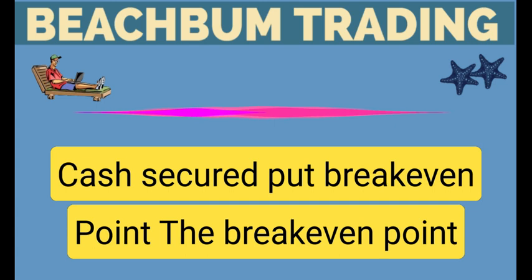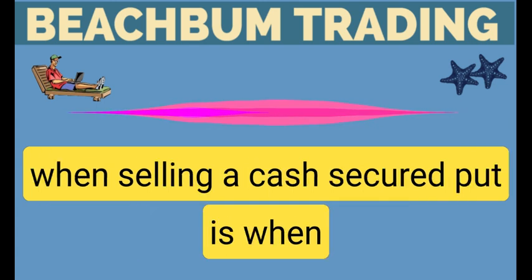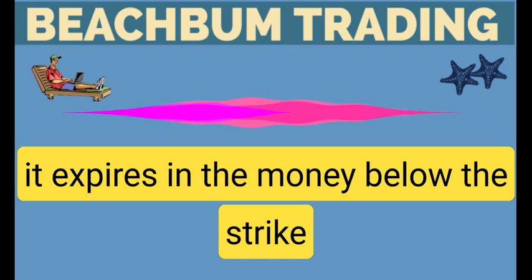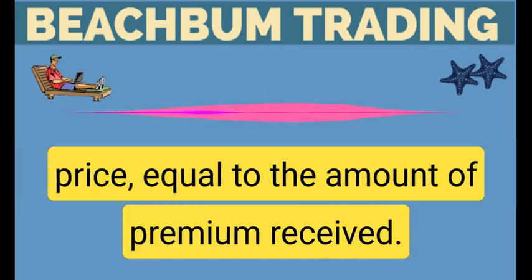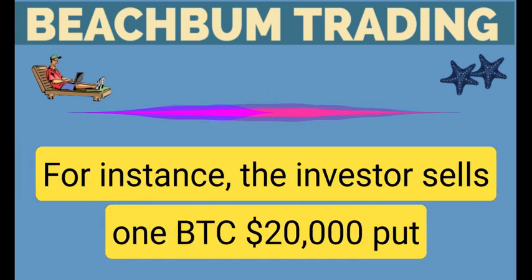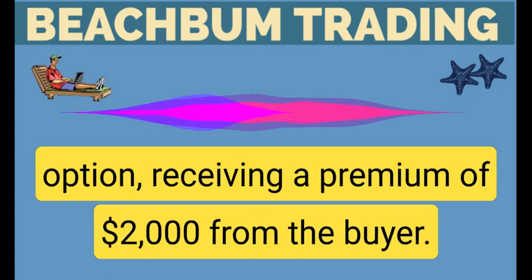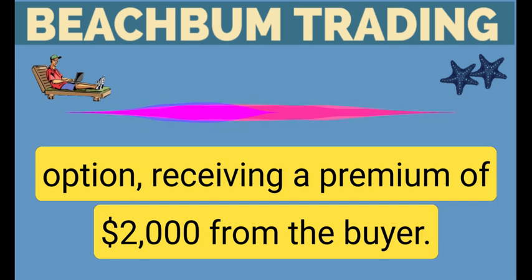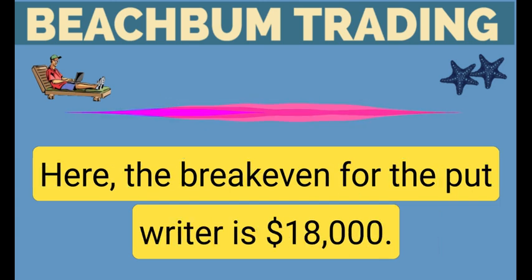Cash secured put: break-even point. The break-even point when selling a cash secured put is when it expires in the money, below the strike price, equal to the amount of premium received. For instance, the investor sells one BTC $20,000 put option, receiving a premium of $2,000 from the buyer. Here, the break-even for the put writer is $18,000.